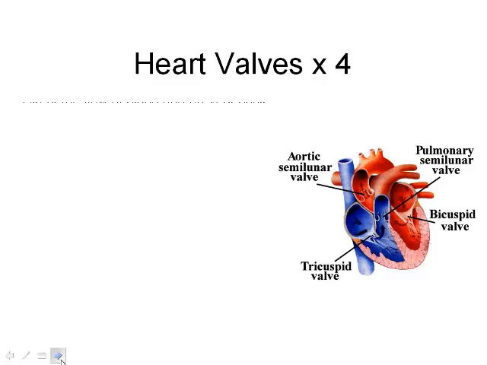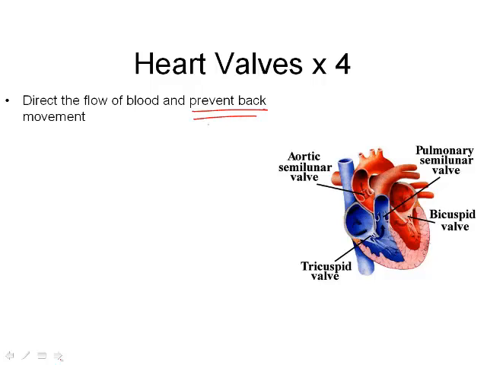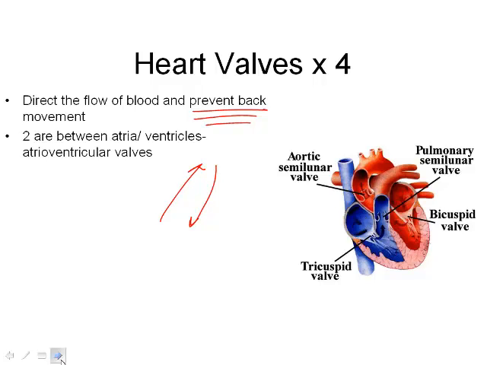Okay, so heart valves, we have four of them. A valve, as we know when you're opening up taps, opens up and allows something to pass through it. Once you close that valve, it prevents anything from flowing back. So it's really important in the heart. When blood passes through, we don't want it to go back the same way it just came, and so these valves prevent backflow.